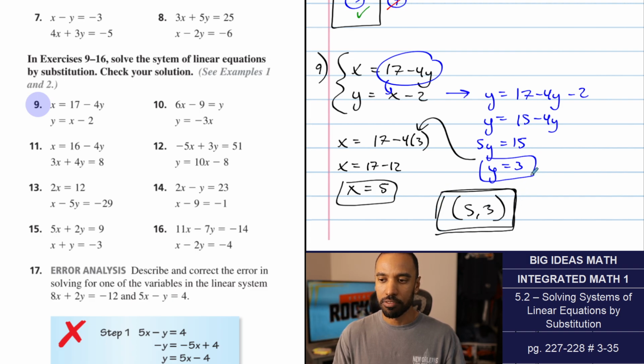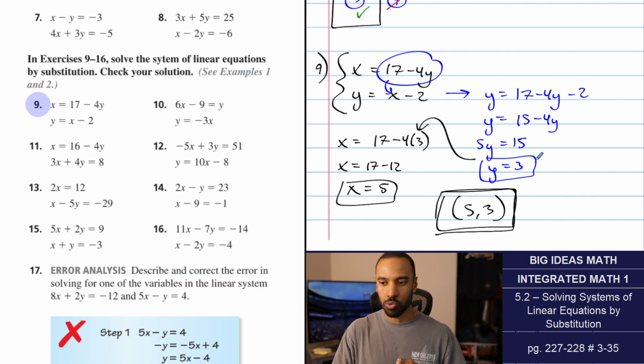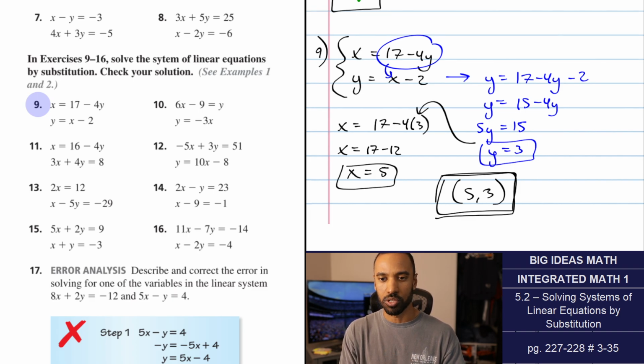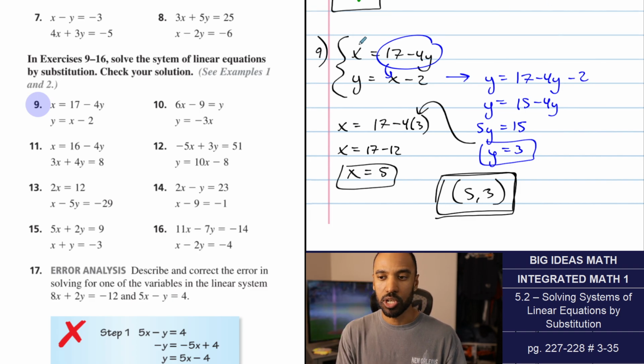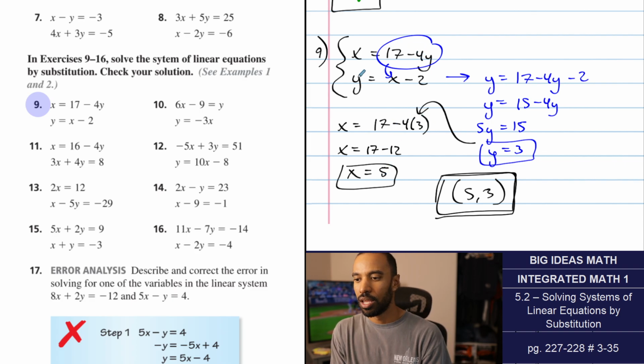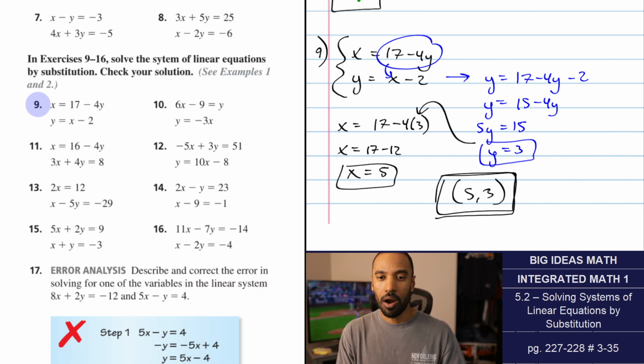Don't stop doing the stuff that you would have done if you graphed these ones. The ordered pair is the solution set, 5, 3. They did say double check. 5 equals 17 minus 12. Well, we just saw that one, right? Literally. So let's just make sure this one works. 3 equals 5 minus 2. Yes, it does. All right, there's the double check.